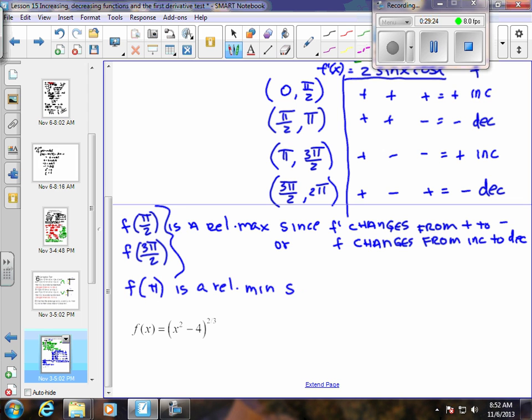And again, you can say either that f prime changes from negative to positive, or you could say since f changes from decreasing to increasing.